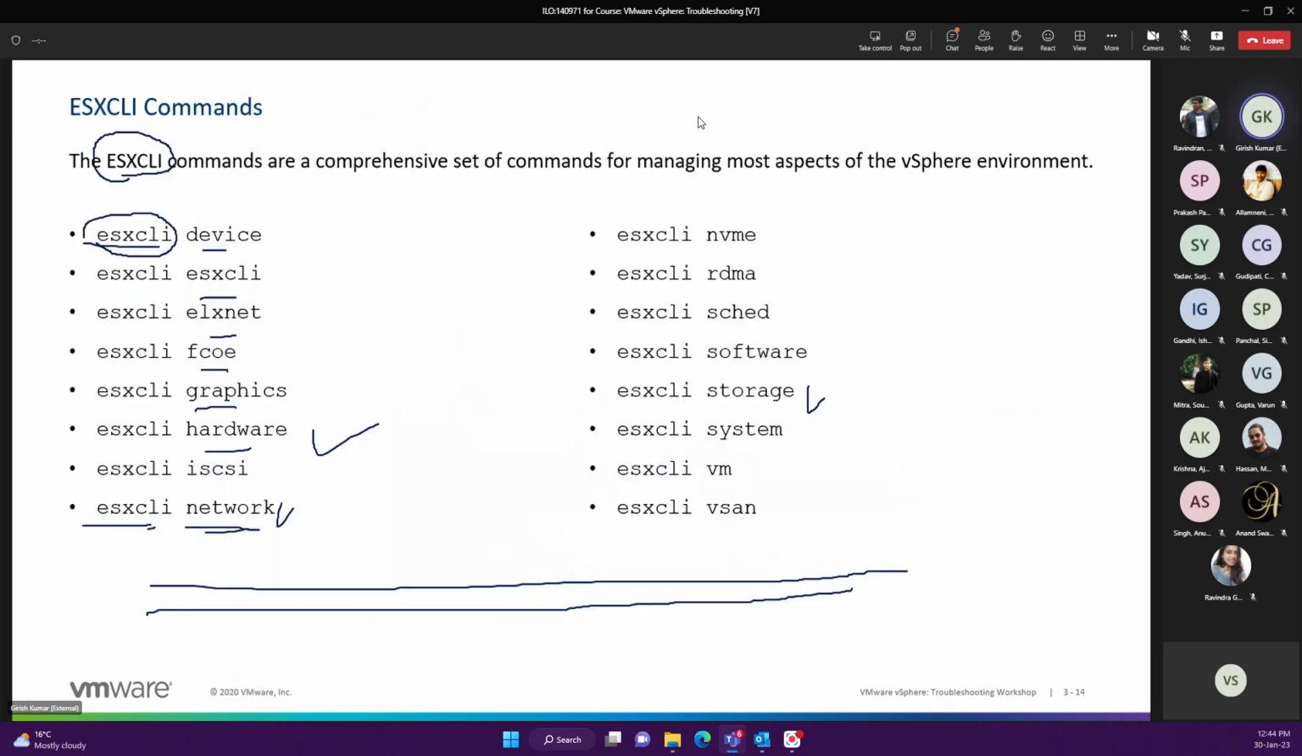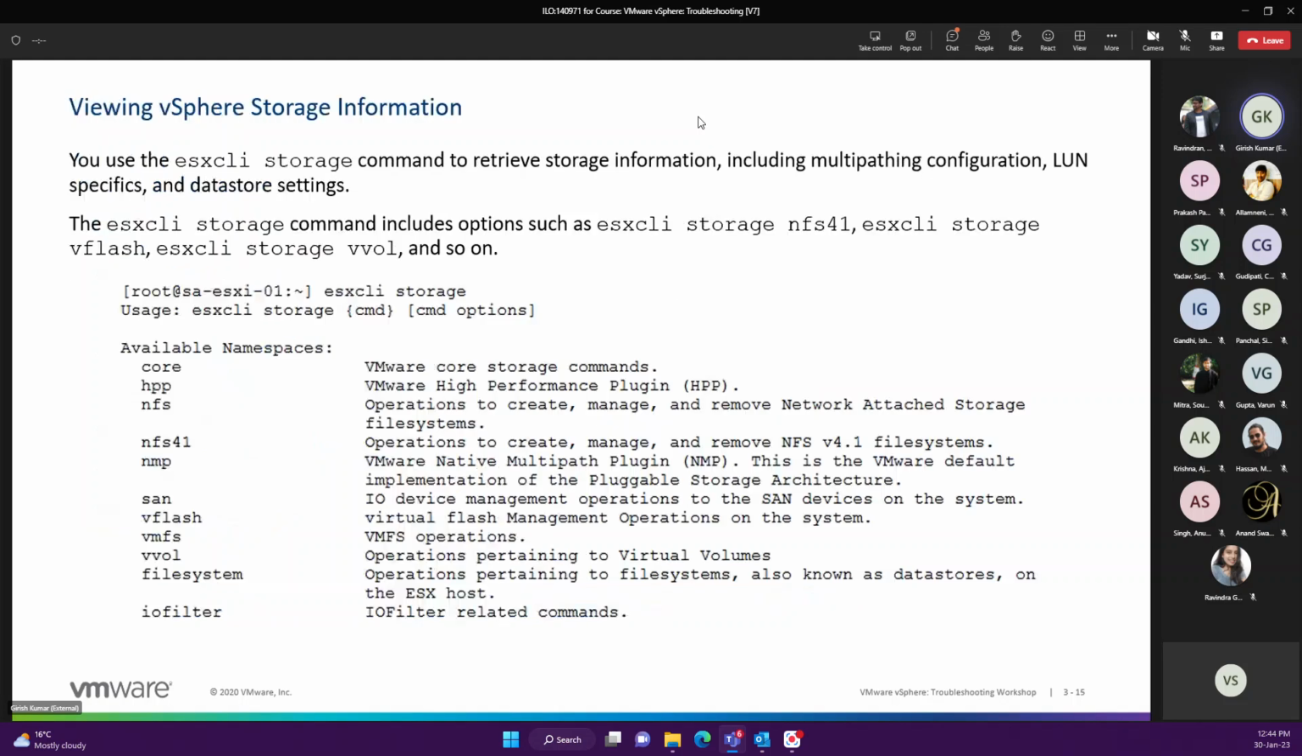For example, suppose there is something I want to do with storage, ESXCLI storage. After that, I don't know what I need to type. Just type ESXCLI storage, hit enter, and it will show you the available namespaces. If I want to work with NFS, pick the NFS, version 3 or 4.1.